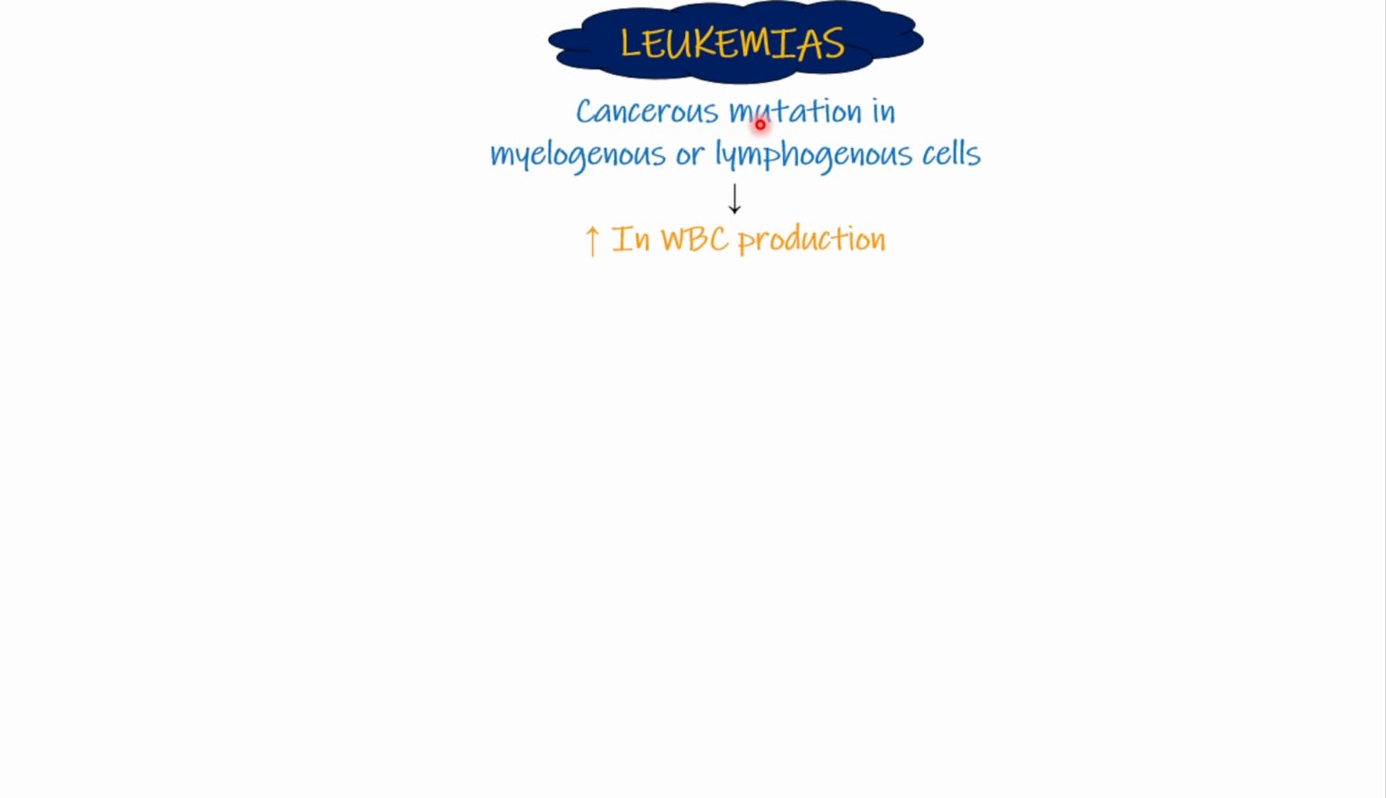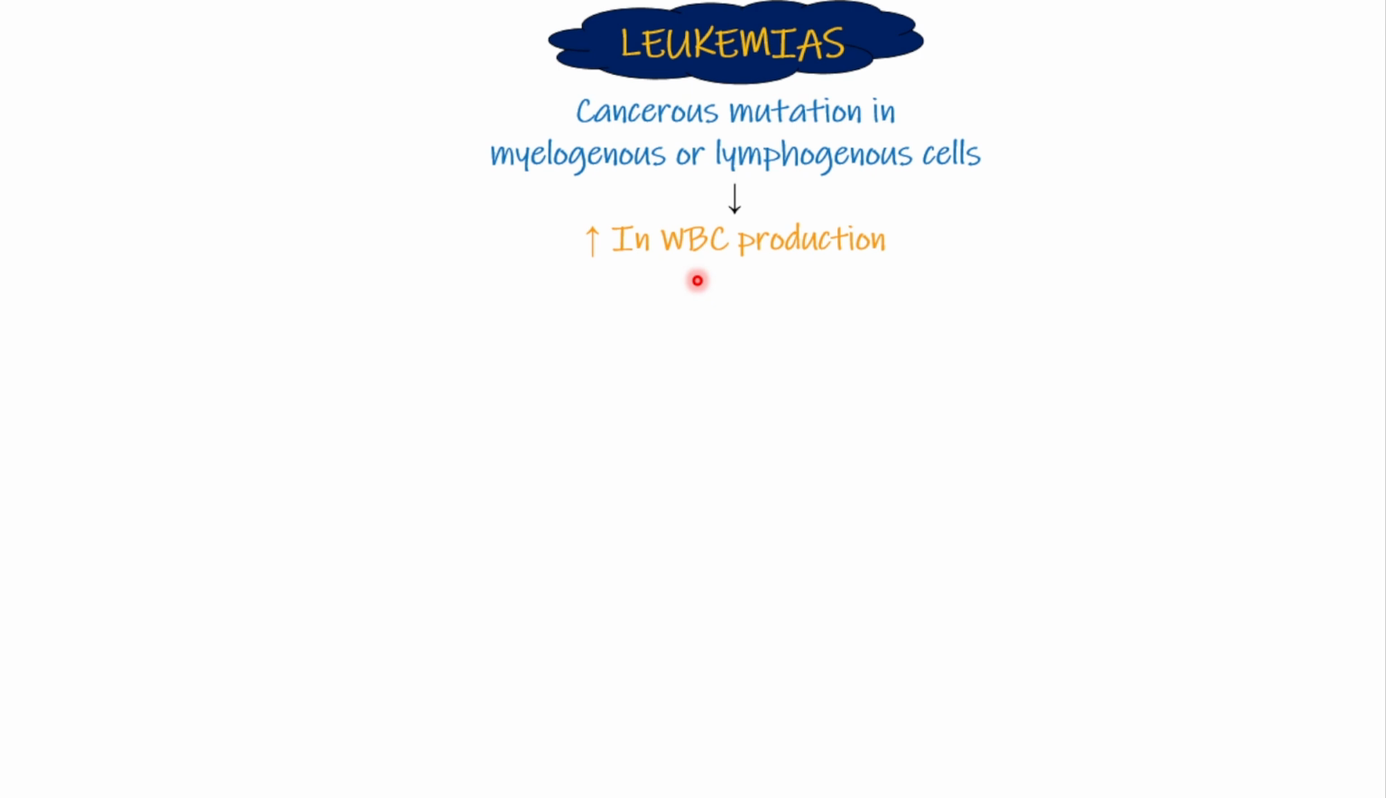Now, what exactly are the leukemias? Leukemias are basically the cancerous mutation in myelogenous or lymphogenous cells. So, leukemias are commonly known as blood cancers, or basically the cancer of white blood cells.